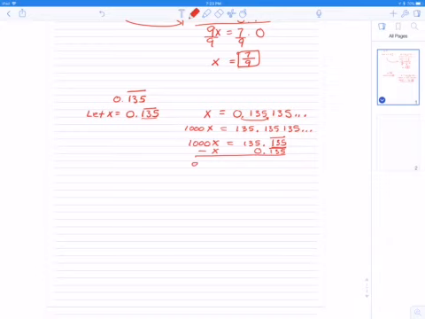So I have 999x equals, the repeating blocks would drop out, so 135. Okay, I'll make a fraction out of it. Divide both sides by 999. And reduce. This reduces to 5 over 37.